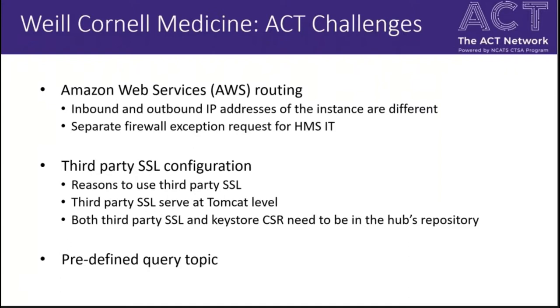And the third party certificate is actually served at the Tomcat level, and we still need the hub. The hub still has to sign our CSR, and we still need to import 3 certs to our keystore, just like what you do with the self-signed cert. But then your third party SSL actually needs to be imported to the HAPS repository.